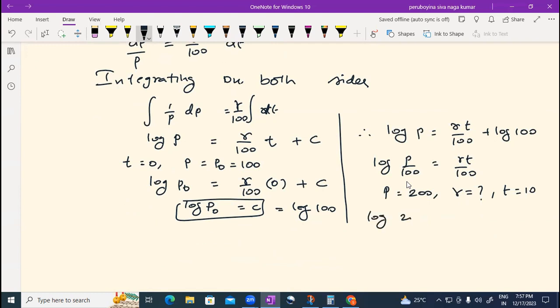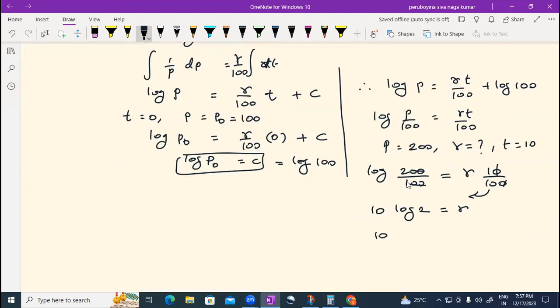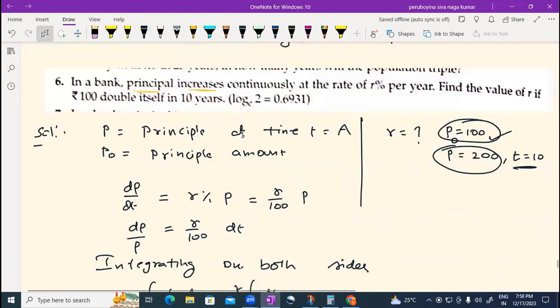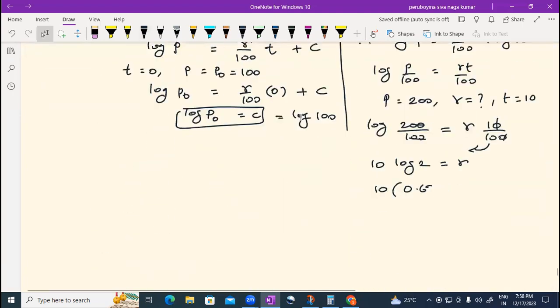So the P value will be 200 by 100 here, is equal to R, which is the question mark, and the time value is 10 out of 100. So 10 and 100 got cancelled, the zeros cancelled. So 10 is moving this side. So 10 into log 2 is equal to R, that is the rate of interest. So 10 into 0.6, what is that value? How much is the log 2 value? 0.6931, he said.